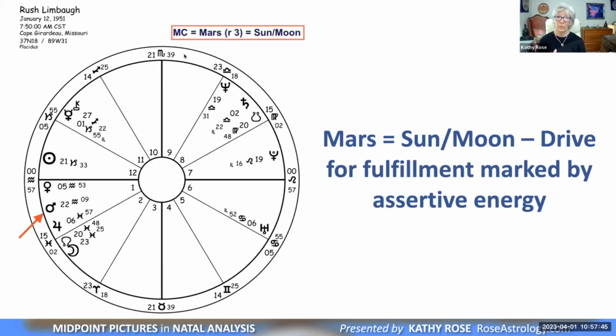Now, we have to see the fact that the sun moon midpoint is also square to the midheaven, because the sun moon midpoint is conjoined with Mars, and the midheaven is 21 Scorpio. And you have to be able to see that. Now, think about that for Rush Limbaugh. Midheaven equals Mars equals sun moon.